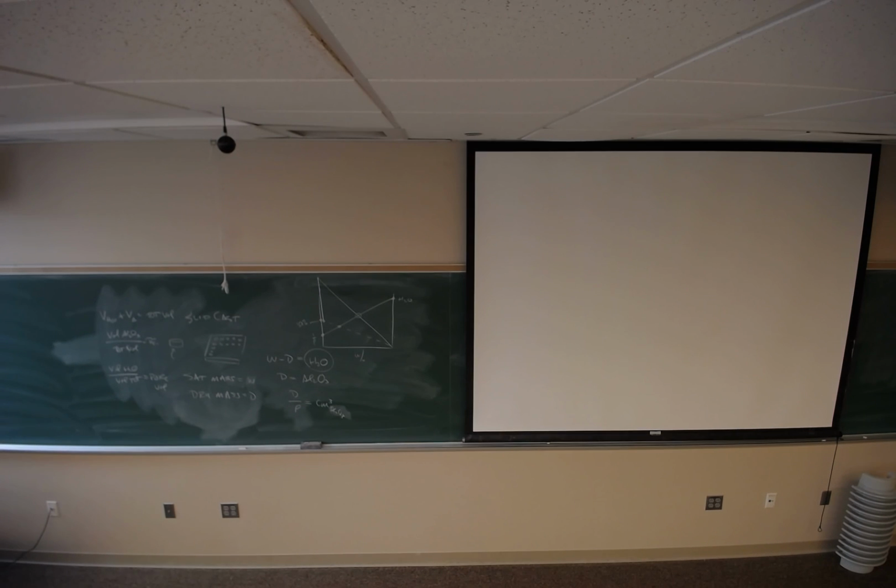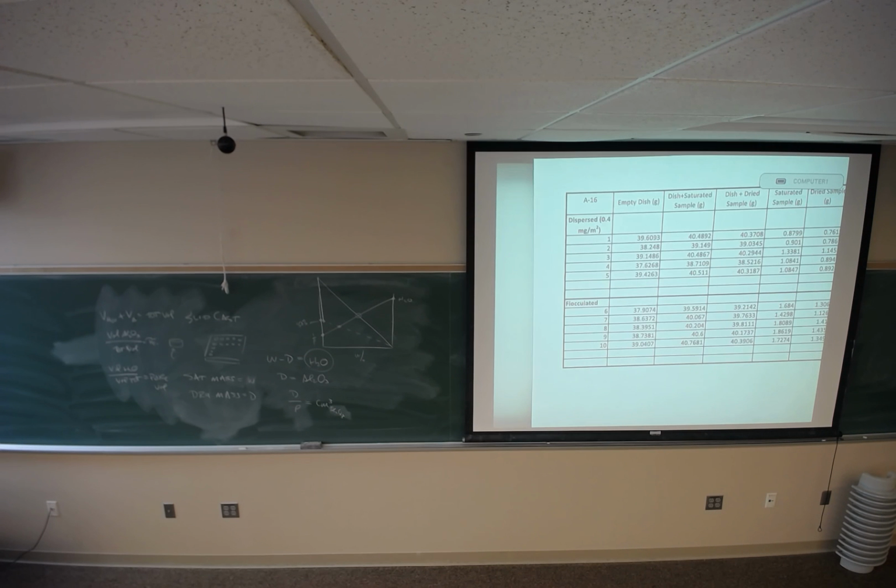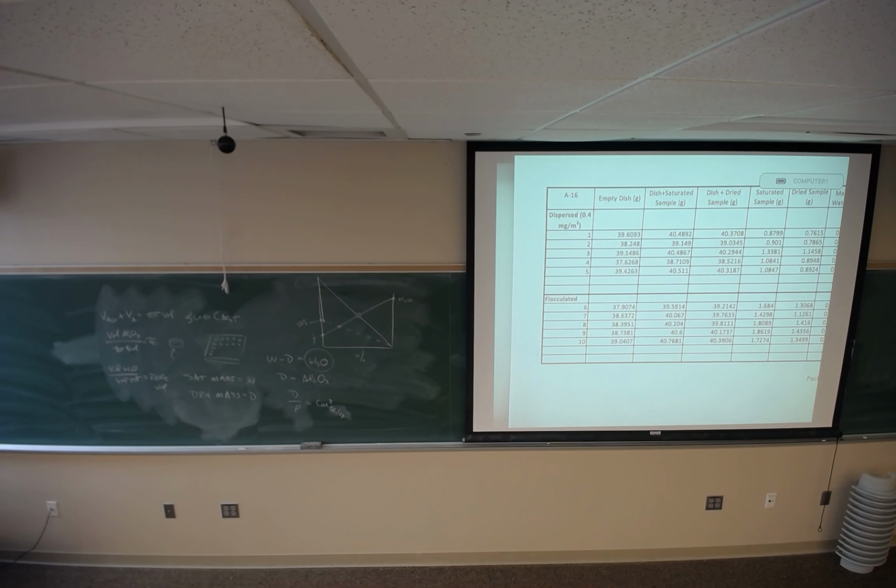Here's his data. We had 2 cases, A16 dispersed and flocculated. He has the dish data in there, which you don't really care about. You've got to tear that out, though. If you leave the dish data in there, it looks really strange. So you measure the dish that you use, and then your sample.